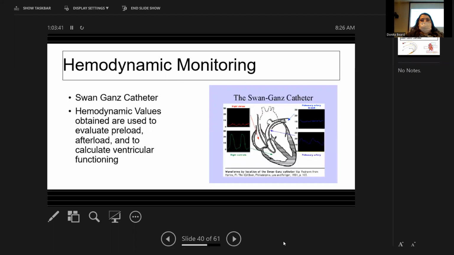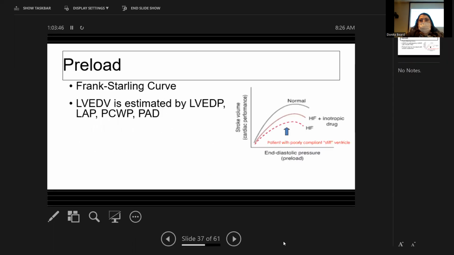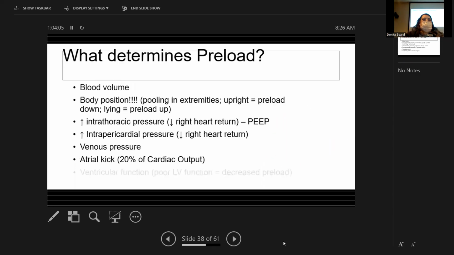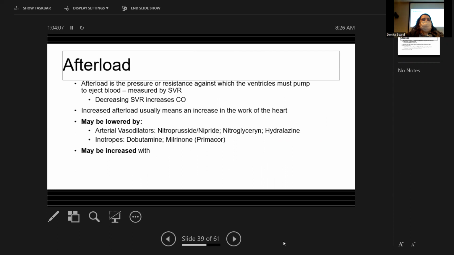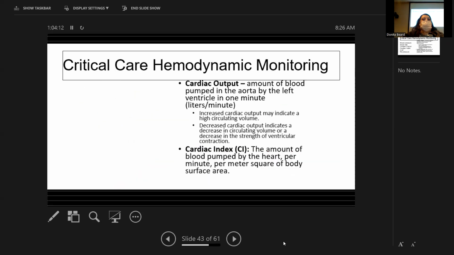Sometimes, if we go back to the Starling curve and see where she is, if she's on the right side of the Starling curve, she just has too much volume and she's gotten a little cold. If we diurese her and move her back to the left, we move her preload down, she may do just fine with that. So you'll try diuretics first and see if she responds. And then if not, you can go to the inotropes and to the pressors. For her, you could probably try just a straight inotrope.